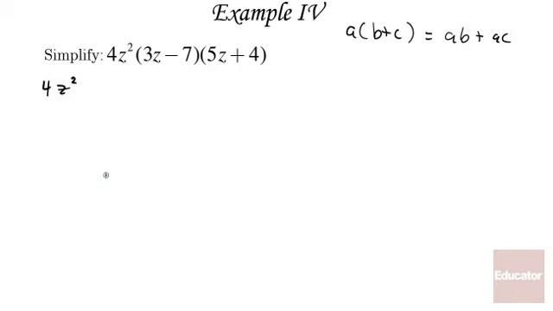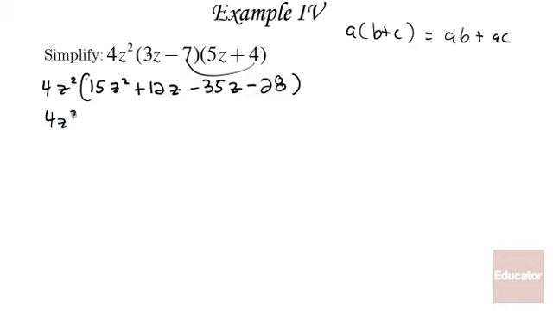Keeping the 4z squared, and now multiplying out using the distributive property. And recall, with two binomials, you can use the FOIL method. So multiplying the first terms is going to give me 15z squared. Now the outer terms, that is 12z. The inner terms, negative 35z. And finally, the last terms multiplied by each other is negative 28.